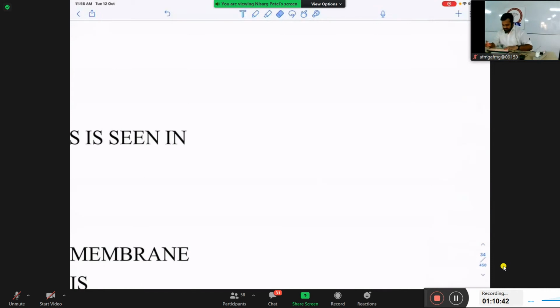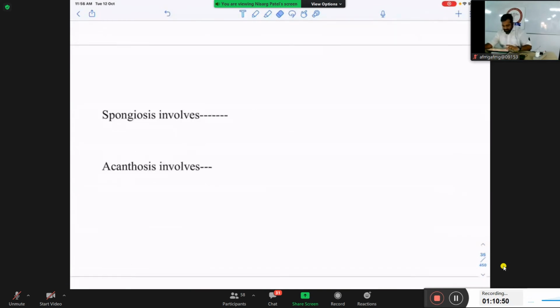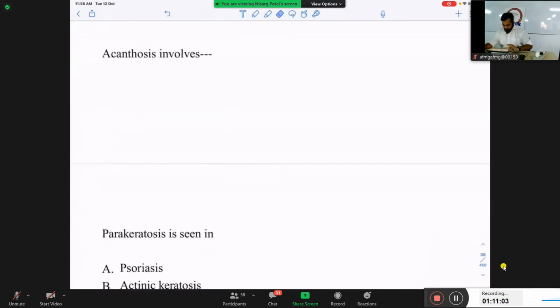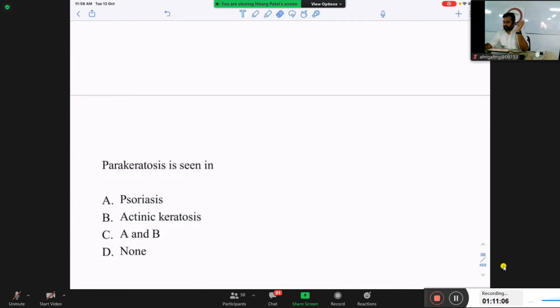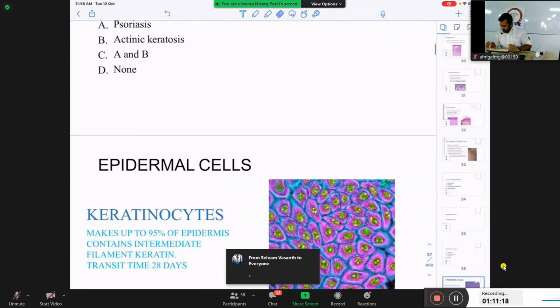Okay, give one or two answers, then we will study the next topic. Acantholysis is seen in what, what will you answer? It is the epidermis. Give the answer for both of these. Spongiosis involves which layer? Stratum spinosum. Acanthosis involves A and B both, right? A and B. A and B both. We will discuss epidermal cells.